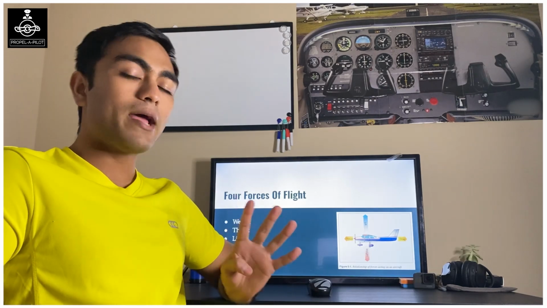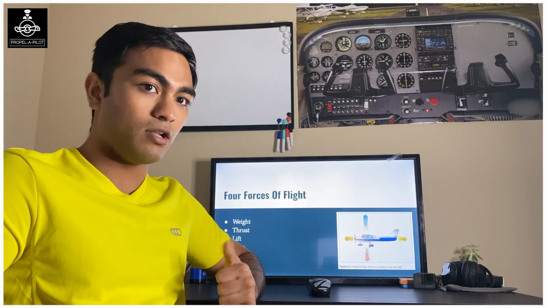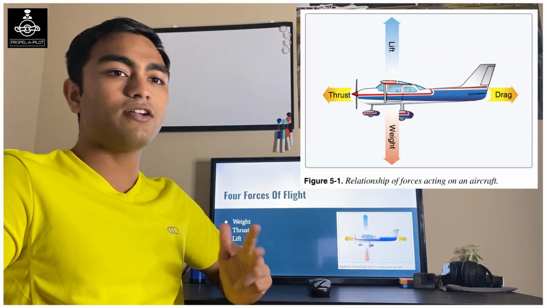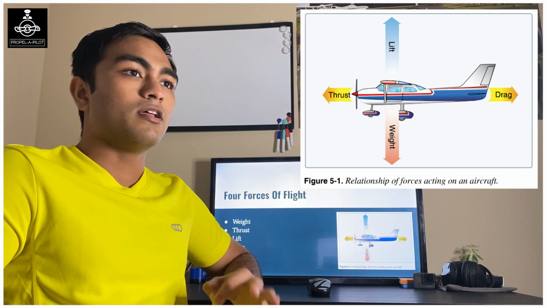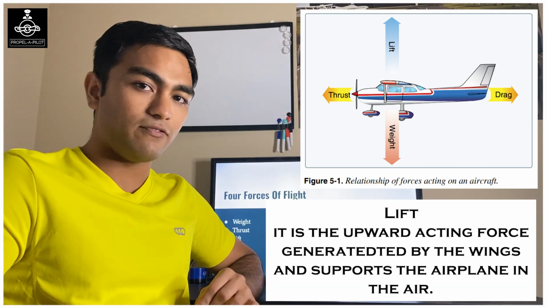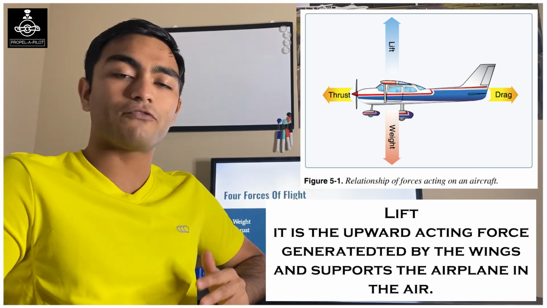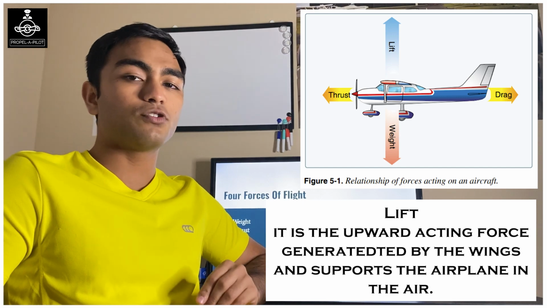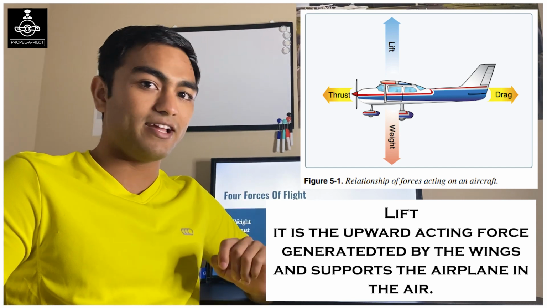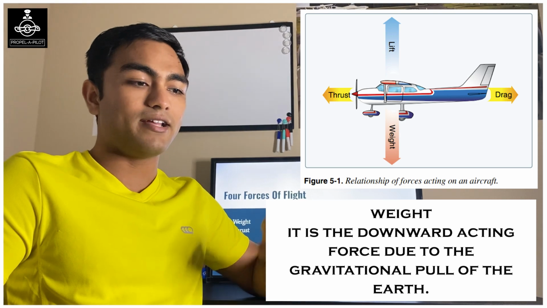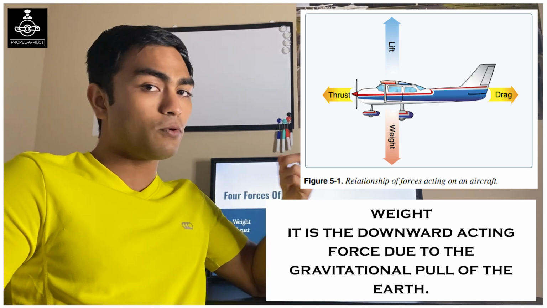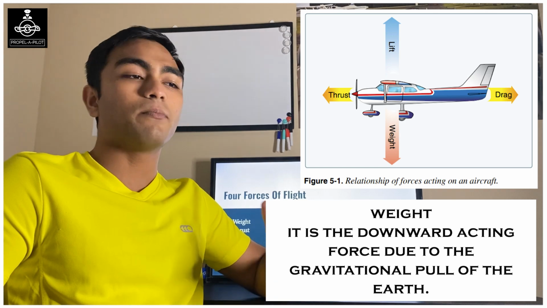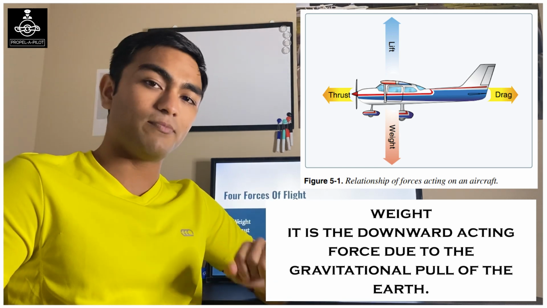The four forces of flight. During flight, there are primarily four forces acting on an airplane: lift, weight, thrust, and drag. Lift is the upward acting force which is created by the flow of air over and under the wing. This is the force that supports the airplane in the air. Weight, on the other hand, is the downward acting force which opposes lift and is created because of the gravitational pull created by the earth.